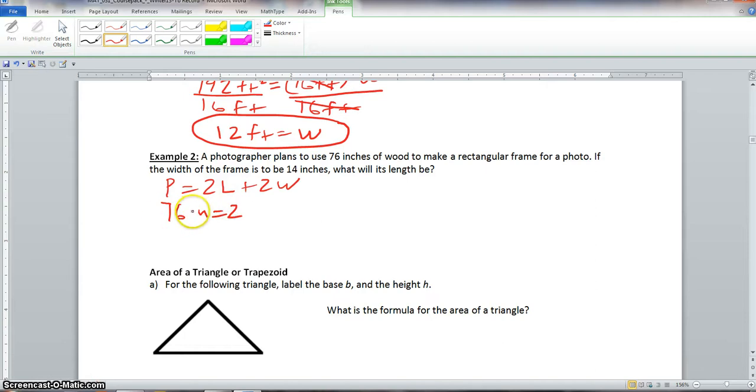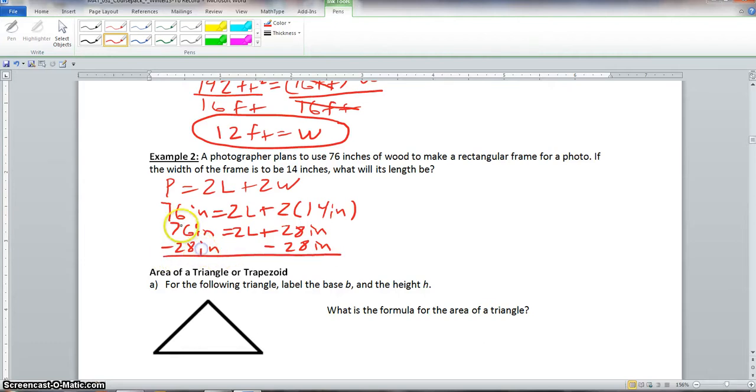and is equal to 2 times the length plus 2 times the width, which is given to be 14 inches. So we will have 76 inches is equal to 2 times the length plus 2 times 14, which is 28 inches. Now, we need to get the length by itself. So we will subtract 28 inches on both sides. Now 76 minus 28, which we're going to write up here because we lack space, is 48. So that gives us 48 inches.